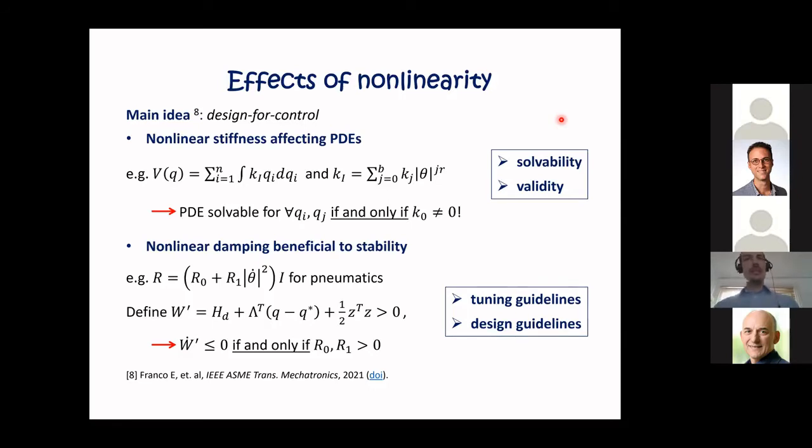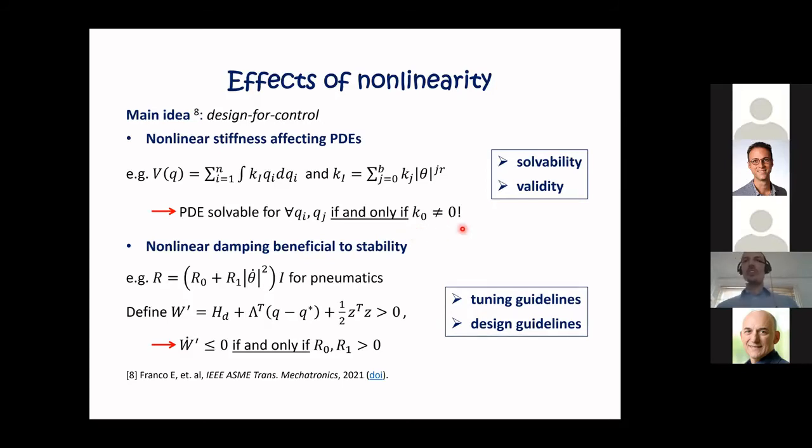To explain better what I mean, I'll give two examples. The first is the example of nonlinear stiffness. Here we consider a polynomial description of the stiffness, where Kj are constant parameters. If we try and solve our PDEs, we see that actually they are solvable for any value of the position of our virtual joints, if and only if K0, so the constant part of the stiffness, is not zero.